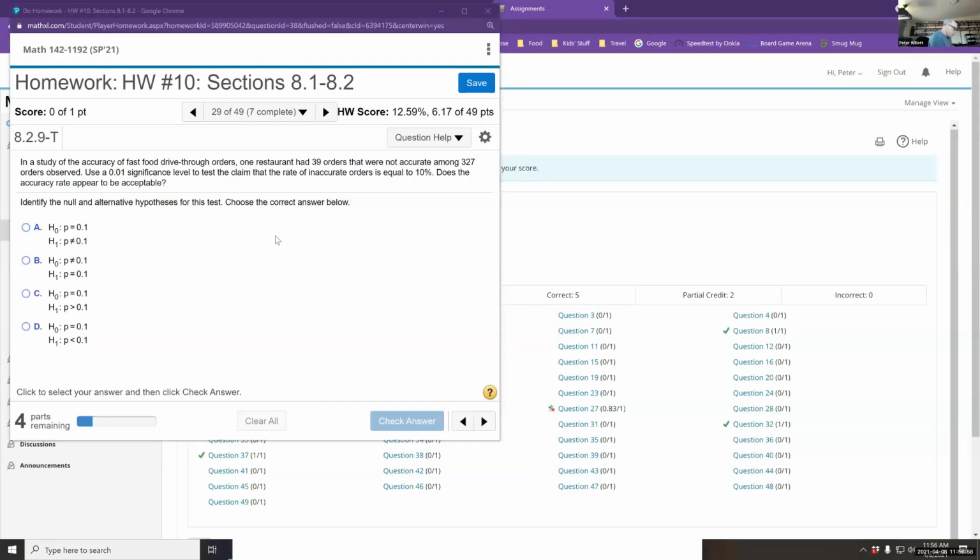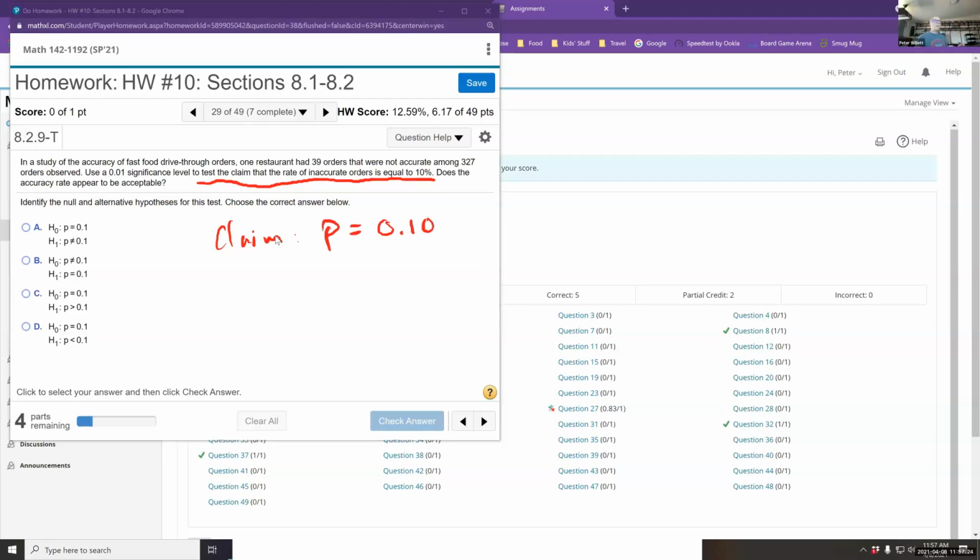So again, we are testing, they tell us, test the claim that the rate of inaccurate orders is equal to 10%. So that's the claim that's being made. And so then we can imagine that the claim is that the proportion is equal to 0.10, 10%. That's the claim.